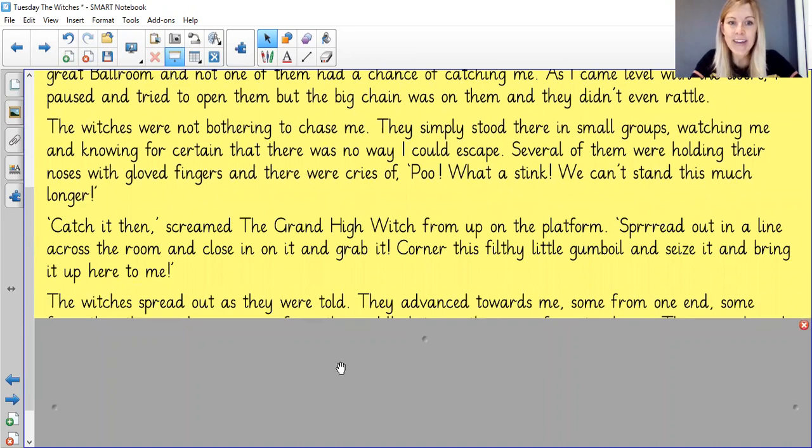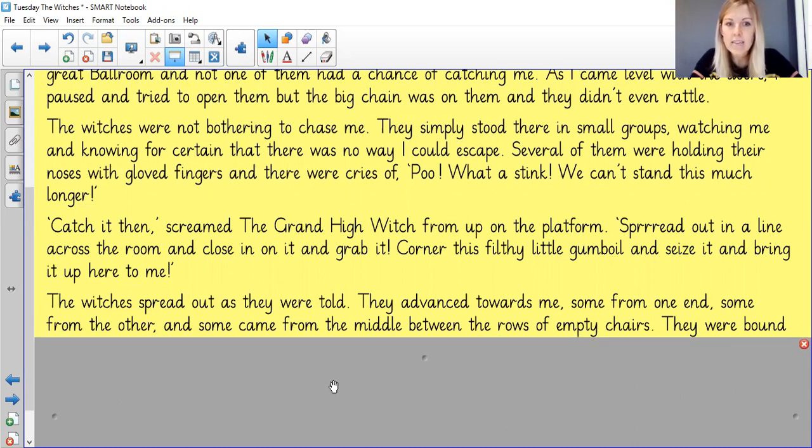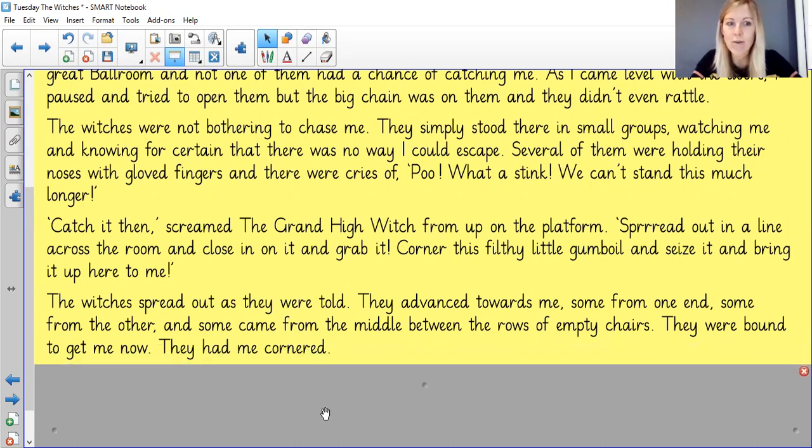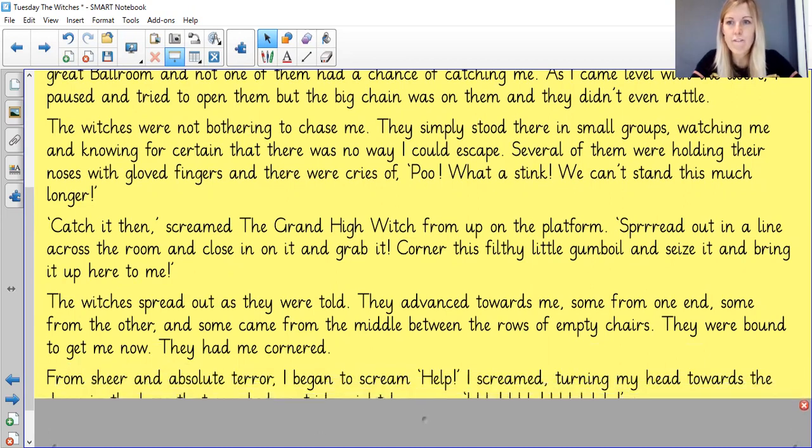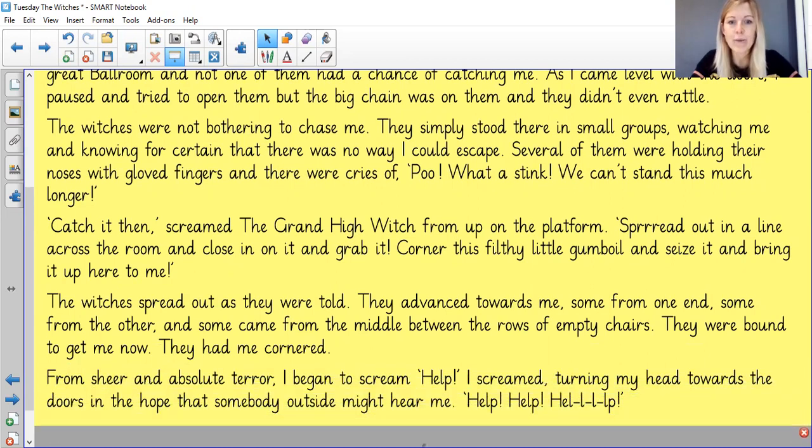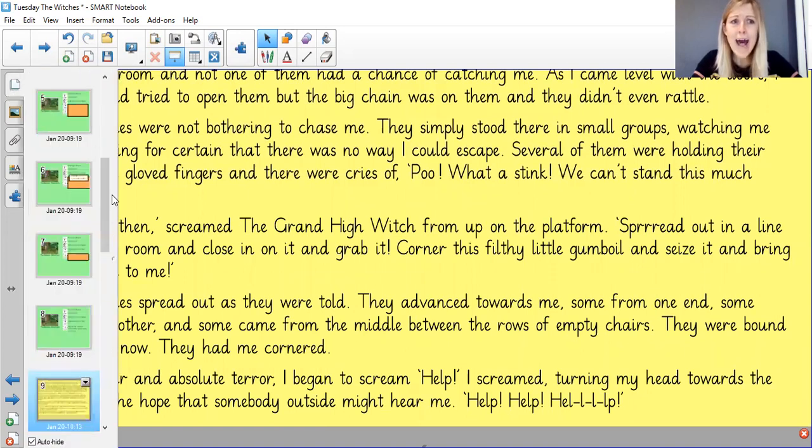The witches spread out as they were told. They advanced towards me, some from one end, some from the other, and some came from the middle between the rows of empty chairs. They were bound to get me now. They had me cornered. From sheer and absolute terror, I began to scream. "Help!" I screamed, turning my head towards the doors in the hope that somebody outside might hear me. Help! Help!